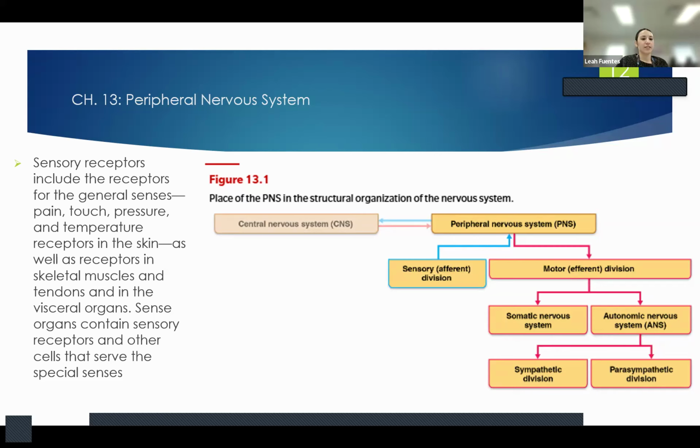So the peripheral nervous system, these are sensory receptors, including the receptors for the general senses: pain, touch, pressure, and temperature receptors in the skin, as well as receptors in skeletal muscles and tendons and in the visceral organs. The sense organs contain sensory receptors and other cells that serve the special senses. We have touched on this a bit when we did the chapter on skin. So some of these words or definitions that you hear should be familiar.